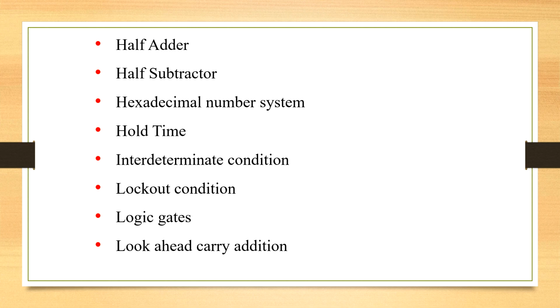Next one, logic gates. These are the basic elements that make up a digital system. The electronic gate is a circuit that is able to operate on a number of binary inputs in order to perform a particular logic function. Next one is look ahead carry addition. It is the method of speeding up the process of addition of multiple bit numbers by eliminating interstage carry delays.